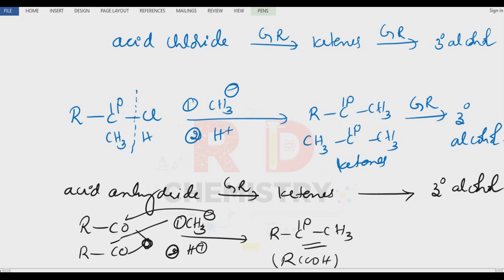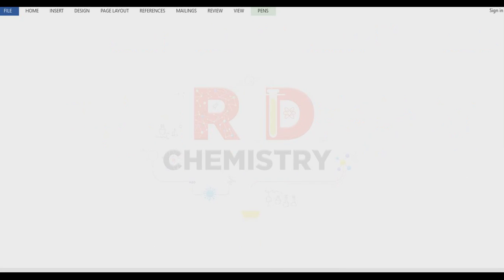So we'll go for the Grignard reagent now. Second step, Grignard reagent now. Now this is a ketone, correct? Ketones will give tertiary alcohols. Clear?